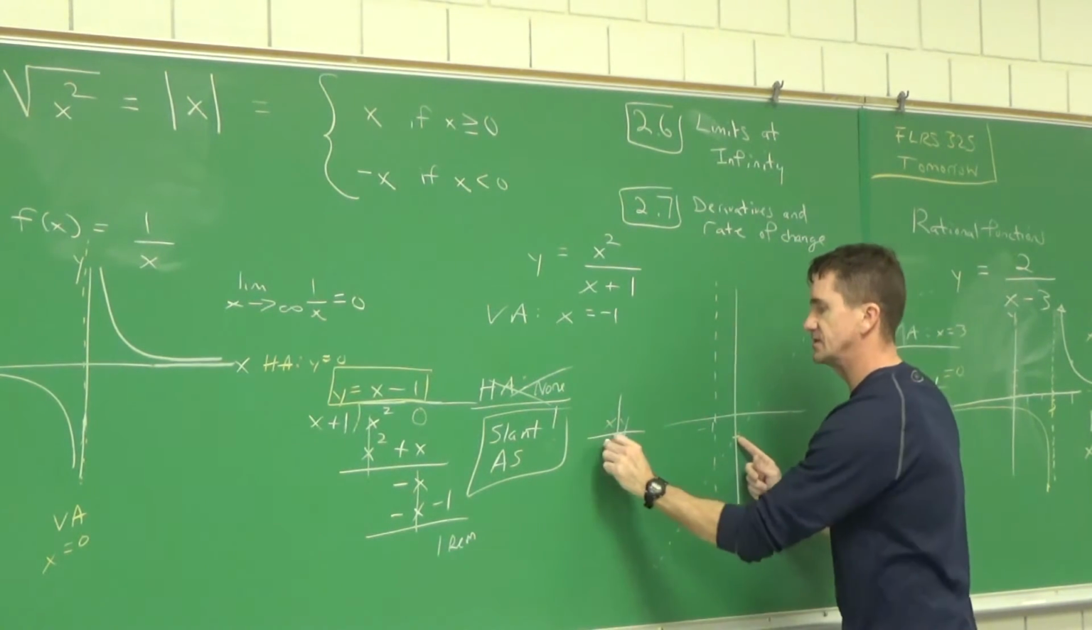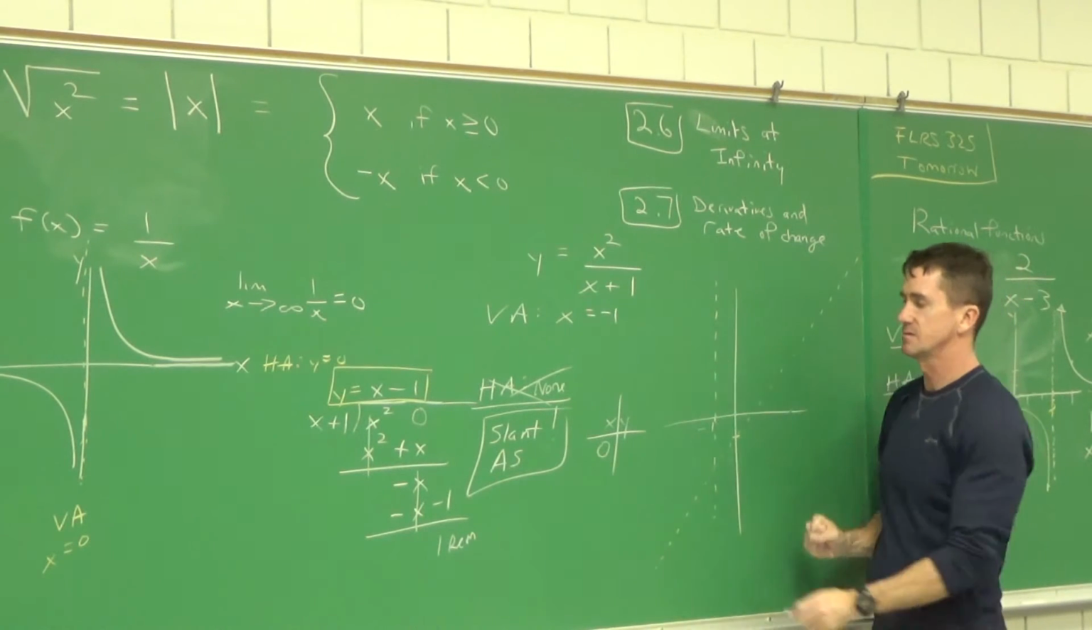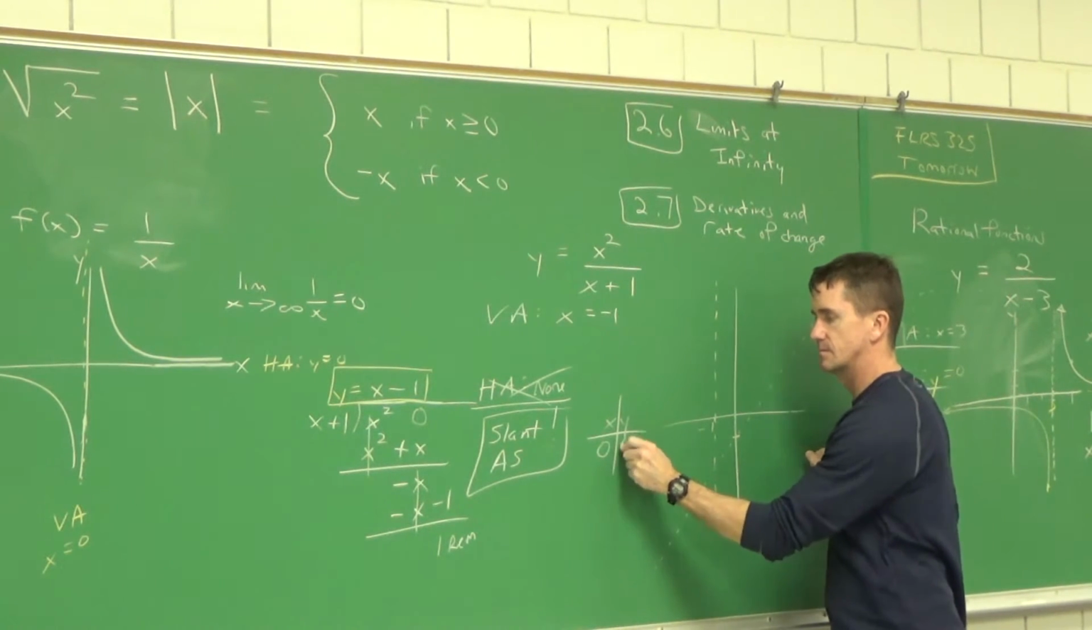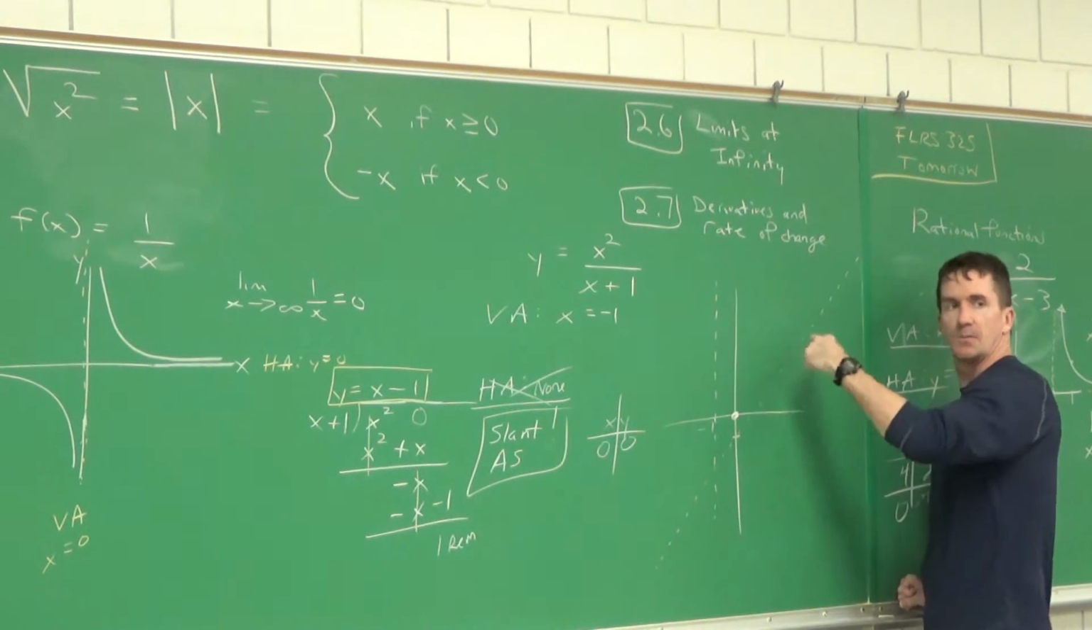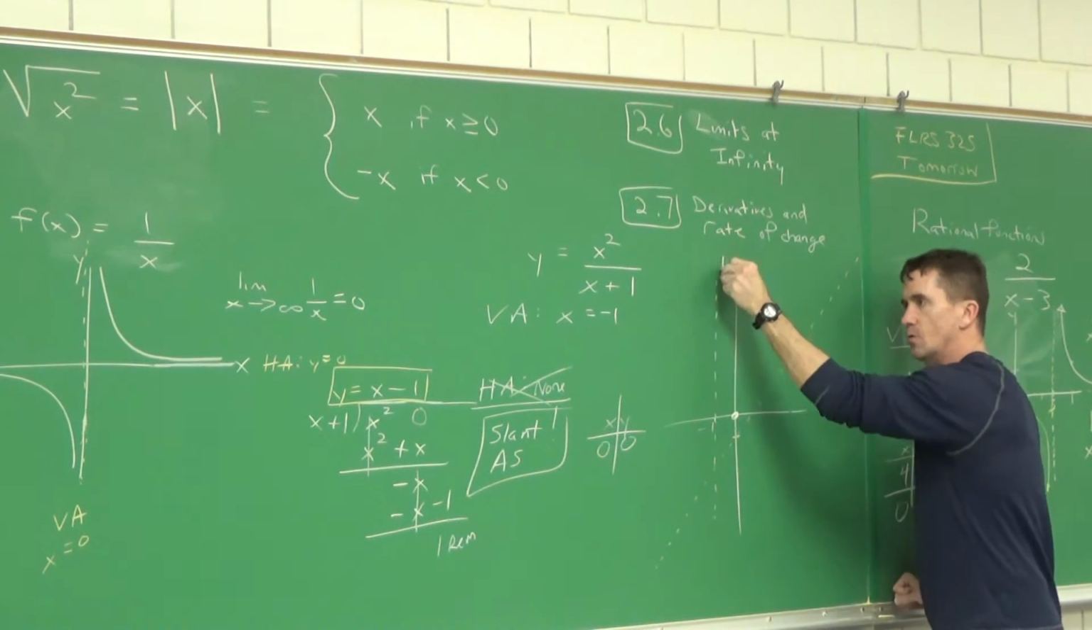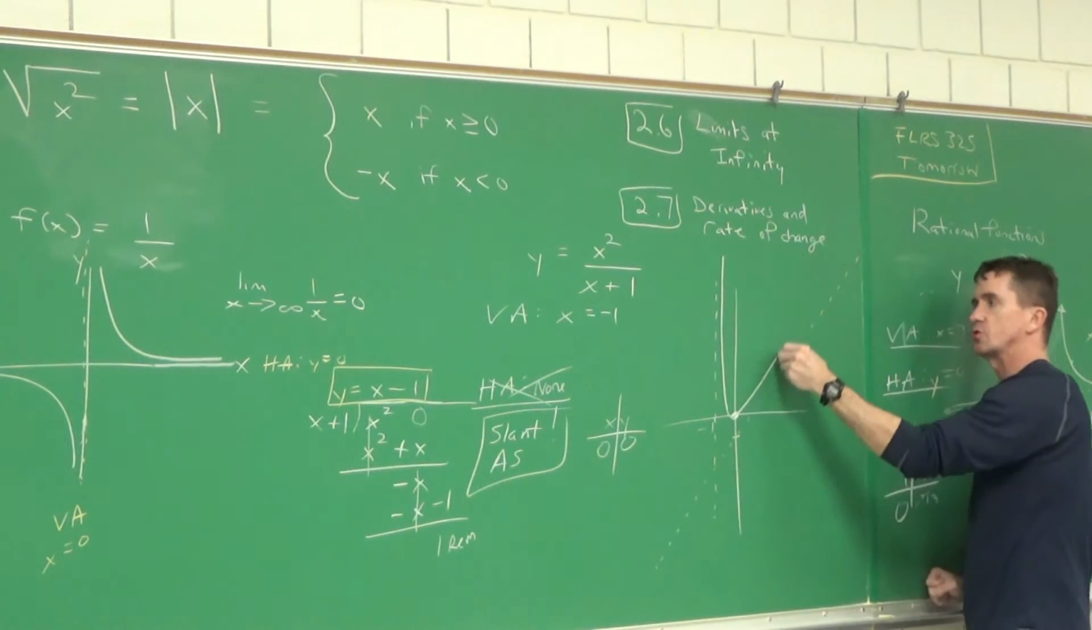How about plugging in 0? What's 0 squared over 0 plus 1? 0. So part of this graph goes right through the origin. Remember, it bends towards these asymptotes? Here it is, it's like a Nike swoosh. There it goes.